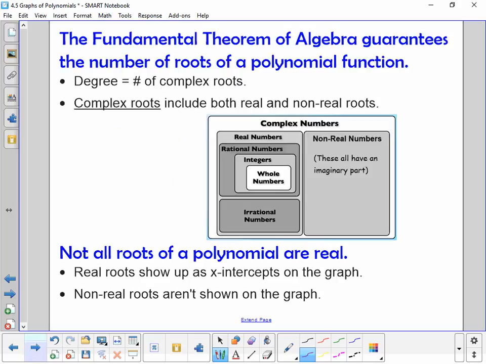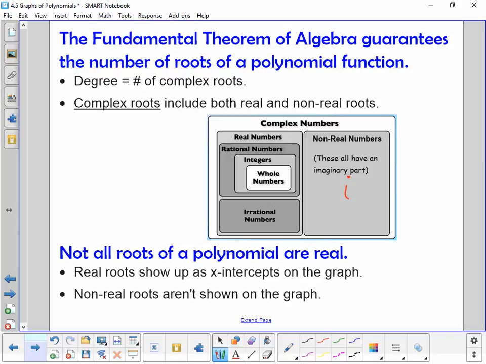Okay, we're almost done. The fundamental theorem of algebra we've talked about before, and it guarantees that the number of roots of a polynomial function is the same as the degree of the function. And that guarantee is in the complex number system. So that includes both the real roots, like things like 5 and negative 2 and 0, and it also might include things with imaginary parts, and we've solved more than a few equations that have i's in them.